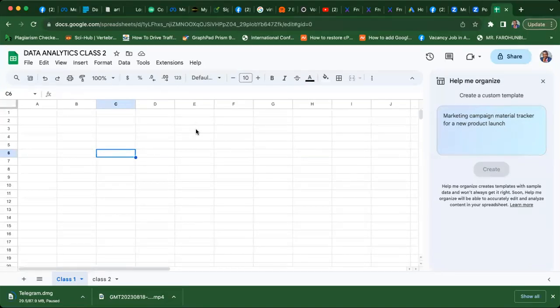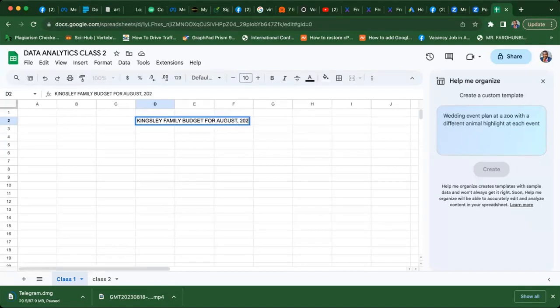I'm going to give us a simple data set and we're going to analyze it together. I want to use general data from this class, and we are going to do the calculation right now. Let's assume that we have Mr. Kingsley, and Mr. Kingsley has a family of five, and we want to do the salary structure or the budget for Mr. Kingsley. So let's say: Kingsley family budget for August 2023.